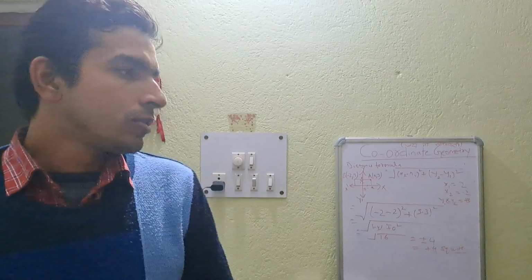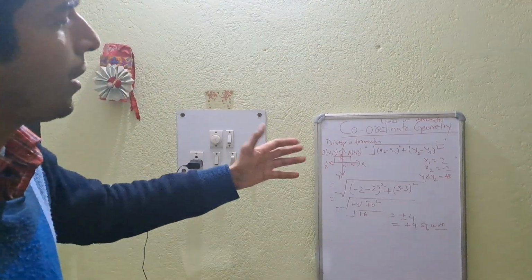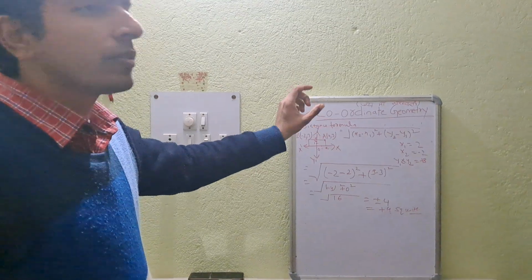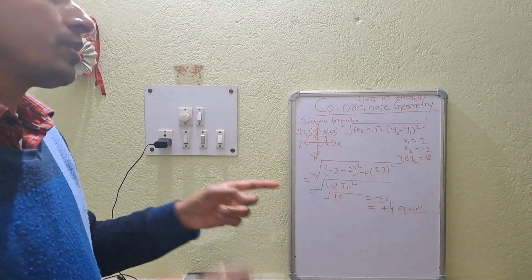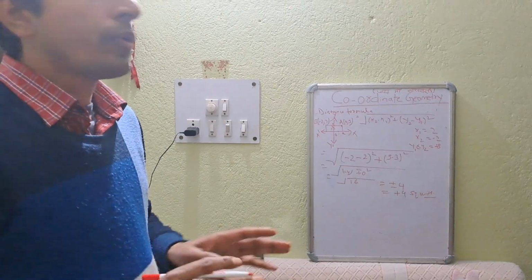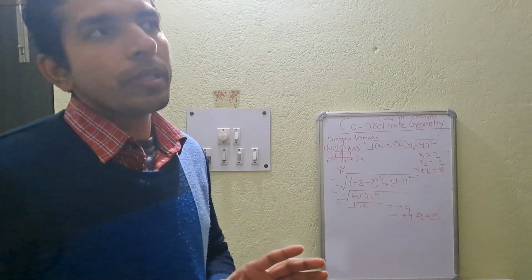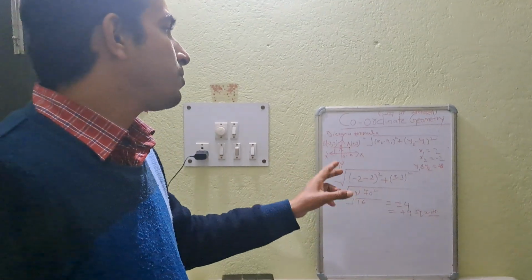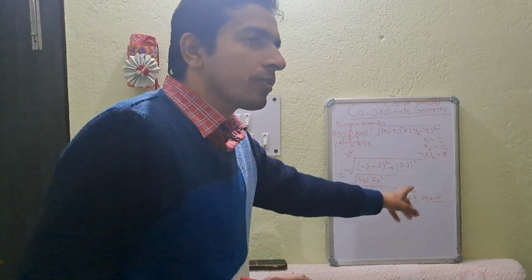That is the distance. So we had back substituted all the values of x1 and x2 in the basic distance formula, and we had obtained the value as 4 square unit. The distance will always be positive. We are not taking minus 4 into consideration, only plus 4 will be the possible value. So the distance between these 2 points A (2, 3) and B (minus 2, 3) will be plus 4 square units.